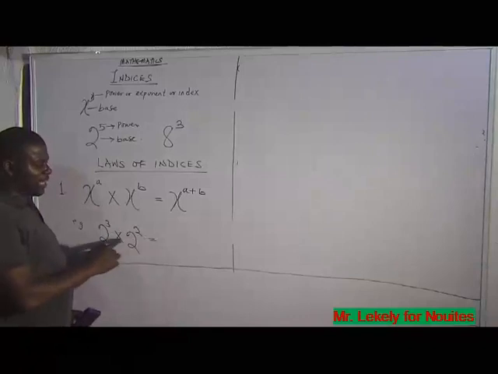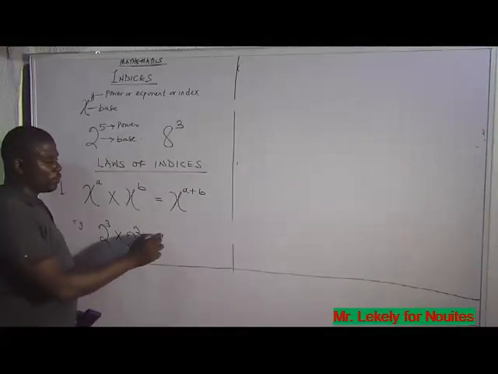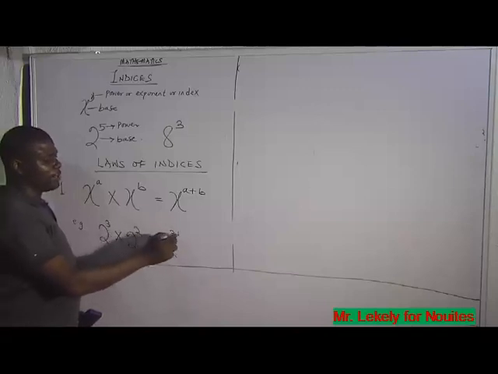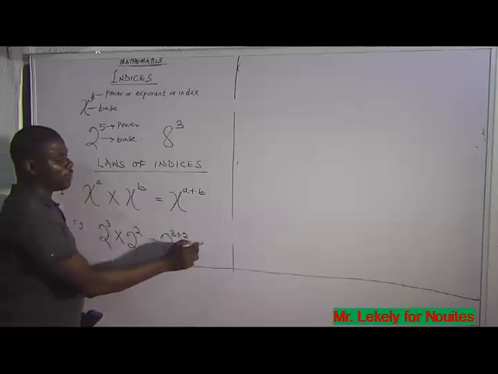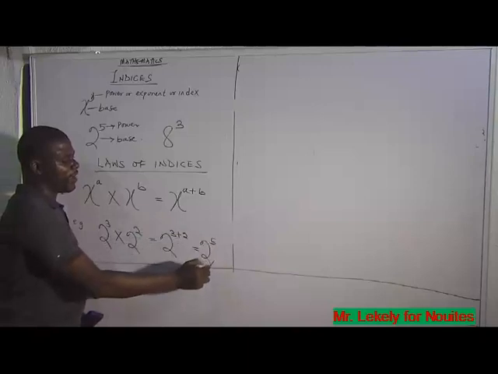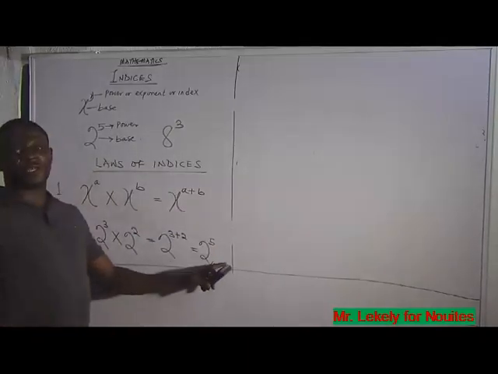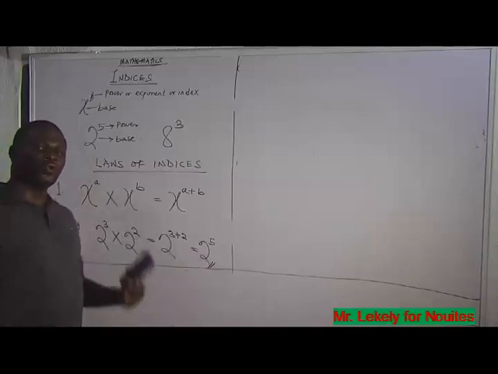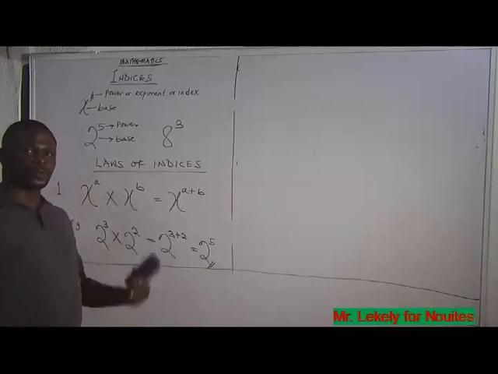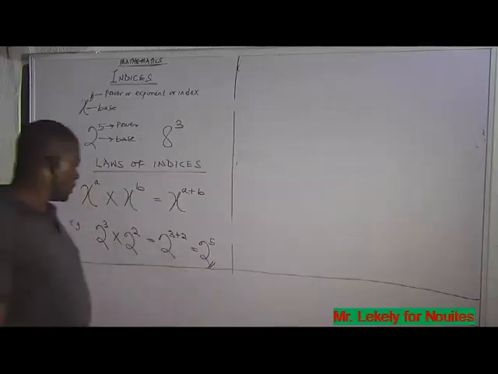So e.g., if I have 2 raised to power 3 times 2 raised to power 2, now you can see that they have the same base. So pick one of the bases and add the power, 3 plus 2. And that will be 2 raised to power 5. And if you like, you can still re-express it. 2 raised to power 5 means 2 in 5 places: 2 times 2 times 2 times 2 times 2.